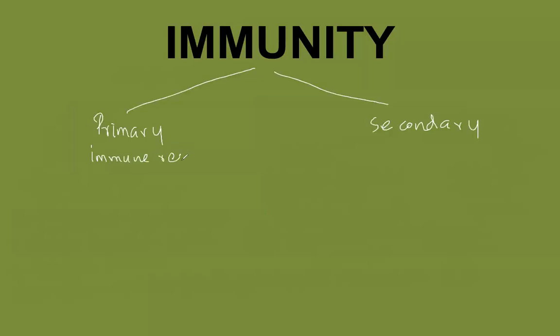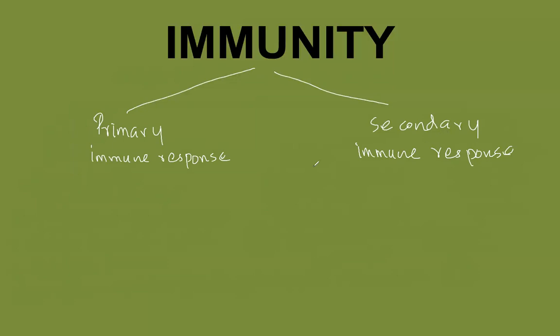Now, immunity can be again of two kinds. This is primary and secondary. Okay? Means this is the response. Primary immune response. And what's the second one? Secondary immune response. So immunity can be primary immune response or secondary immune response.